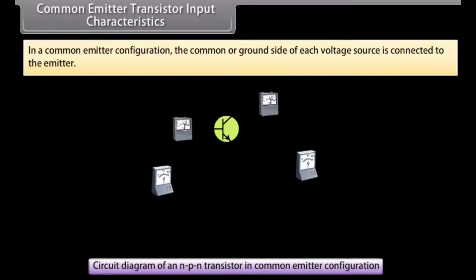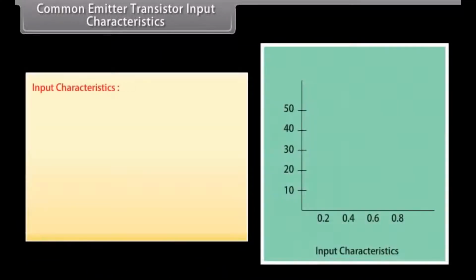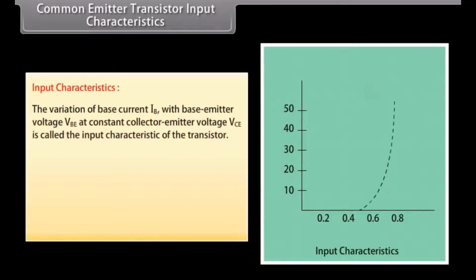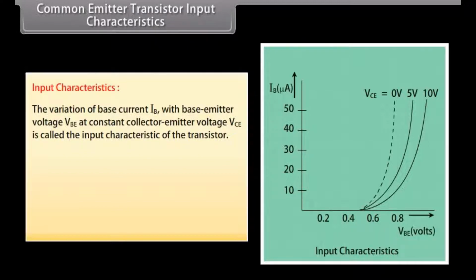Common emitter transistor input characteristics. In a common emitter configuration, the common or ground side of each voltage source is connected to the emitter. Input characteristics. The variation of base current IB with base emitter voltage VBE at constant collector emitter voltage VCE is called the input characteristic of the transistor.